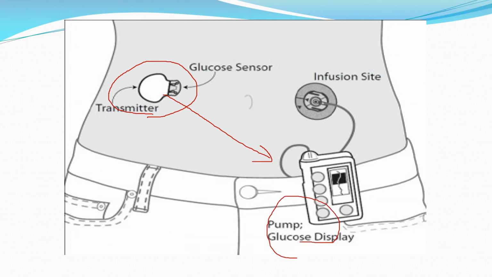There is a receiver here, and according to the received level of the blood glucose, it will pump a calculated dose of insulin through the infusion site.